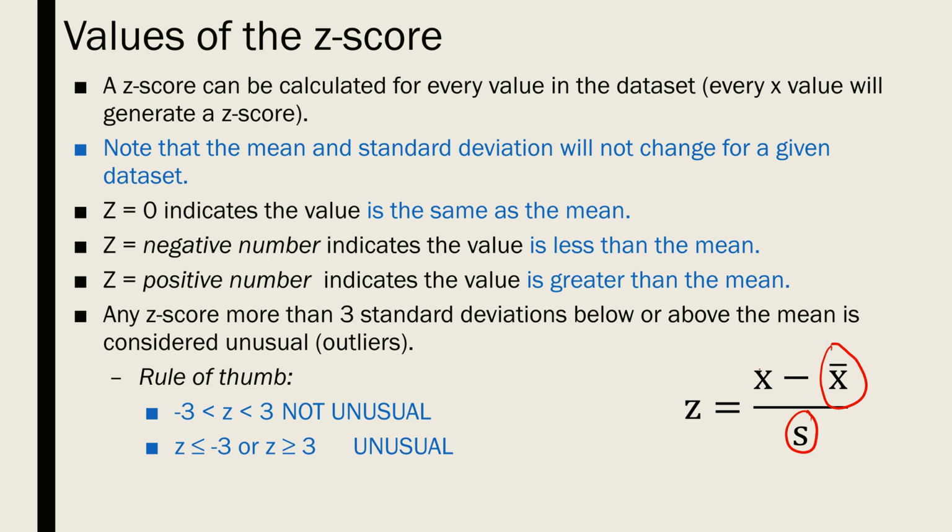Any z-score more than 3 standard deviations below or above the mean is considered unusual. We call it outliers. Here is a rule of thumb. If z value is between -3 and 3, then it is not unusual. If the z value is less than -3 or more than +3, we say this data x is unusual, or this x is an outlier.